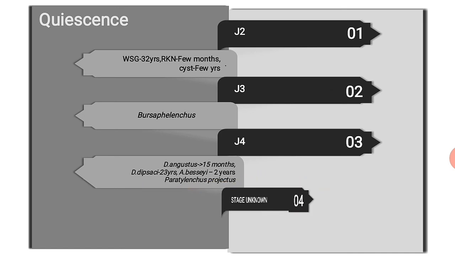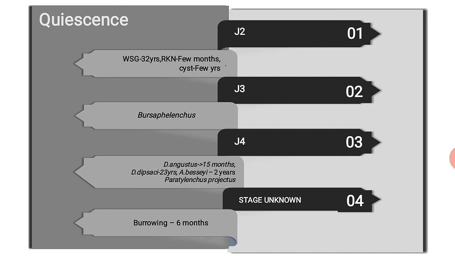Next, the stage is unpredictable, where the burrowing nematode undergoes 6 months quiescent stages.